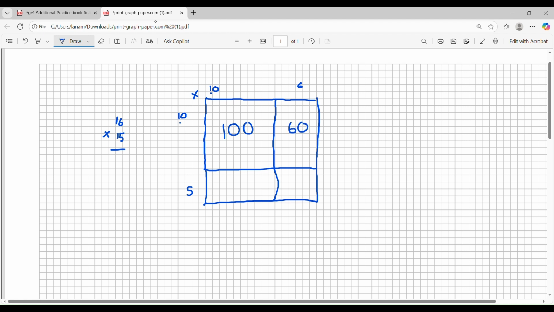Here we have 10 squares repeated 5 times. So it's 10 times 5, which is 50. Now here we have 6 squares repeated 5 times. So it's 6 times 5, which is 30. Now I'm going to add all of these numbers together.